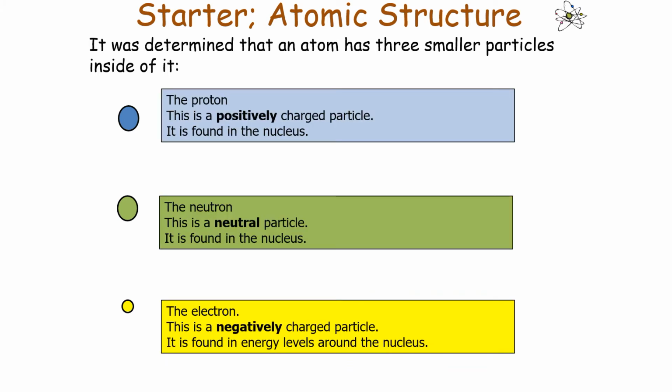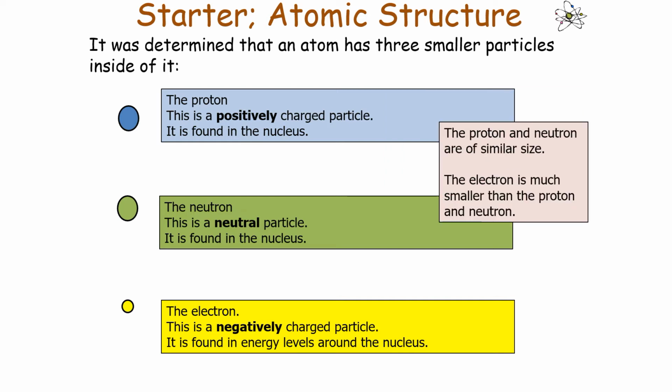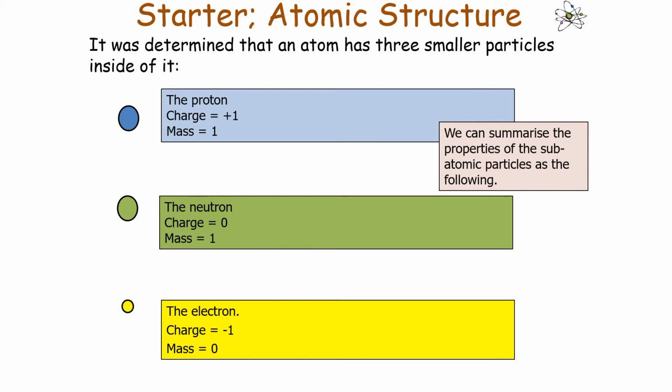So you should be able to understand your proton, your neutron and your electron. Now protons and neutrons are made from something smaller, whilst the electrons are fundamental, they cannot be broken up. Now the proton and the neutron are of similar size, but the electron is much smaller than the proton and the neutron. Now we consider all of the atomic mass to be in the nucleus. We assume the electrons have no effective mass. So we can summarise the properties of the subatomic particles as the following.